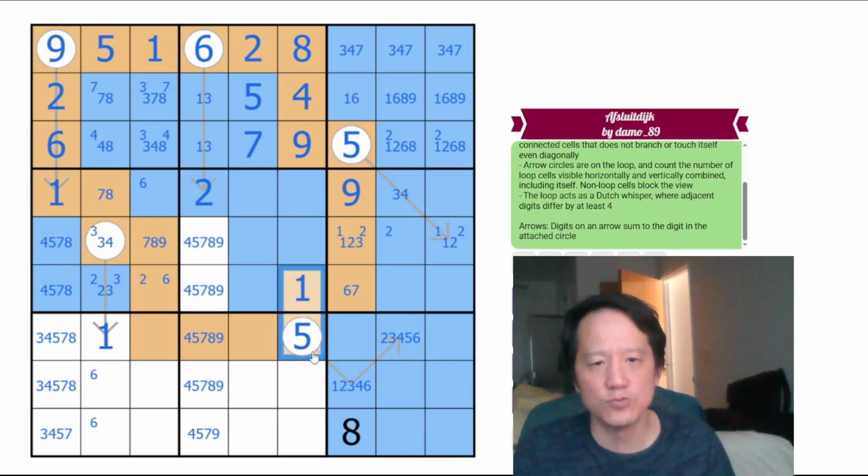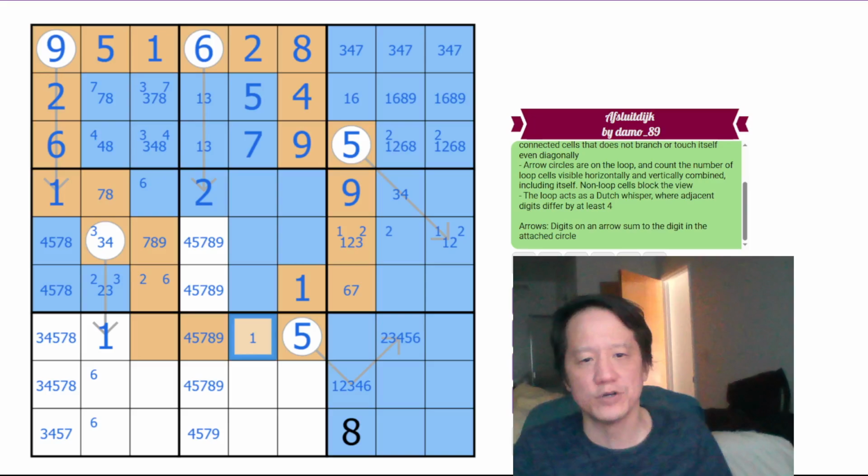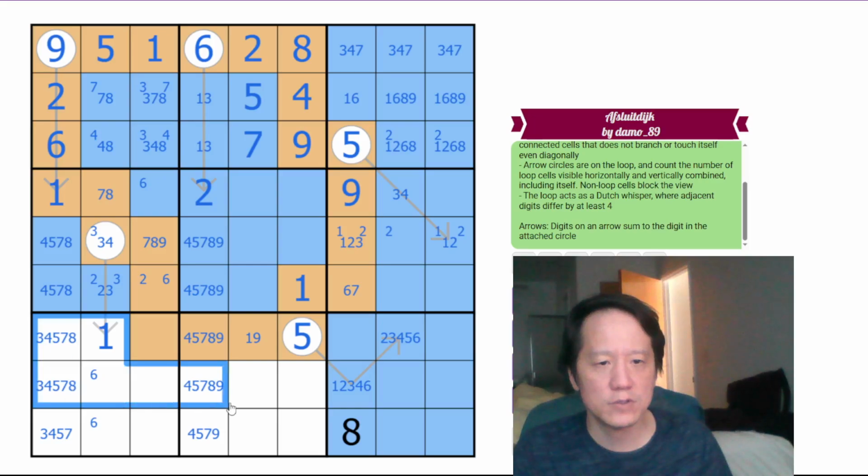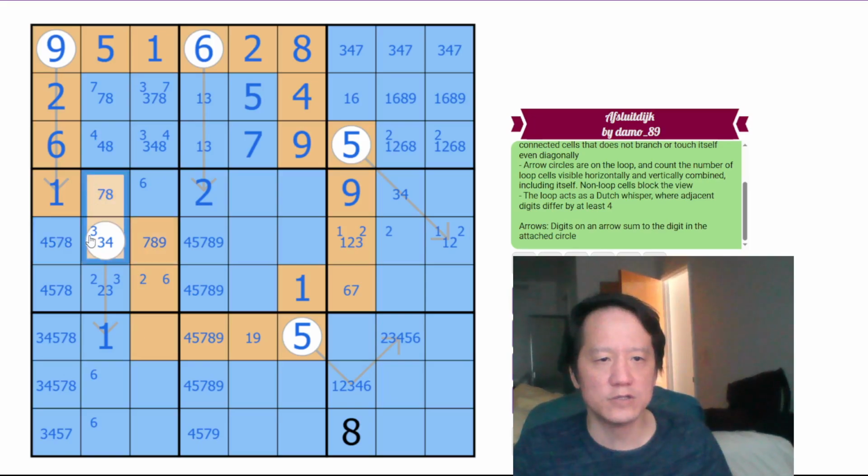So it has to be next to 1 or 9 on the loop. This is 1 or 9. This is 1. 1 or 9 here. None of these now are on the loop. This must be 3. It only sees 3 cells on the loop. So this is 2. This can't be 2 here.